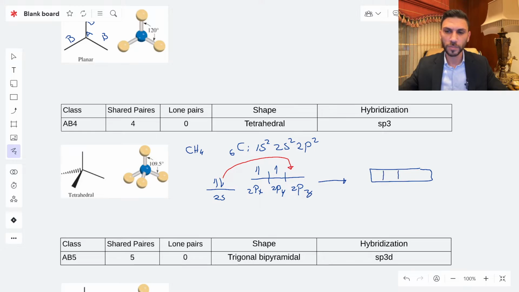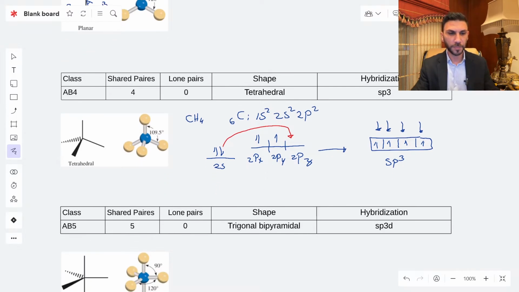And these hybrid orbitals are sp3, because we have one orbital from s and three orbitals from p. Each one has a single electron, and the four hybrid orbitals have the same energies. Now, the four hydrogens, each one has one electron, can go to these hybrid orbitals.